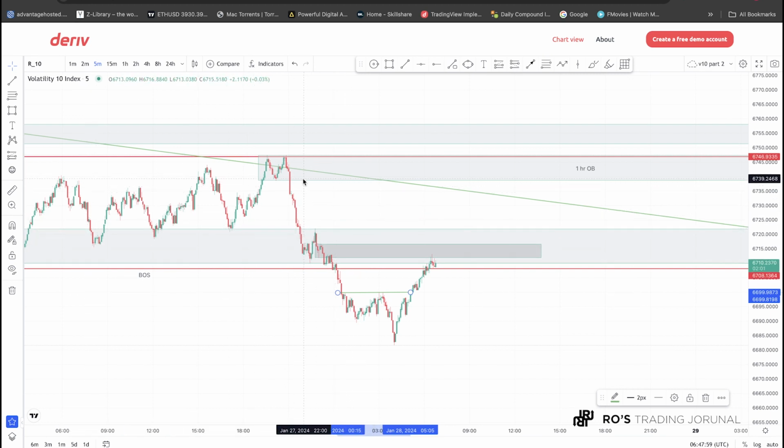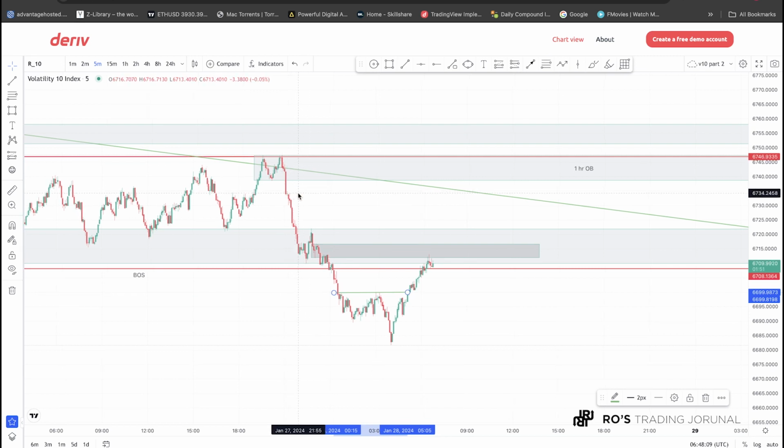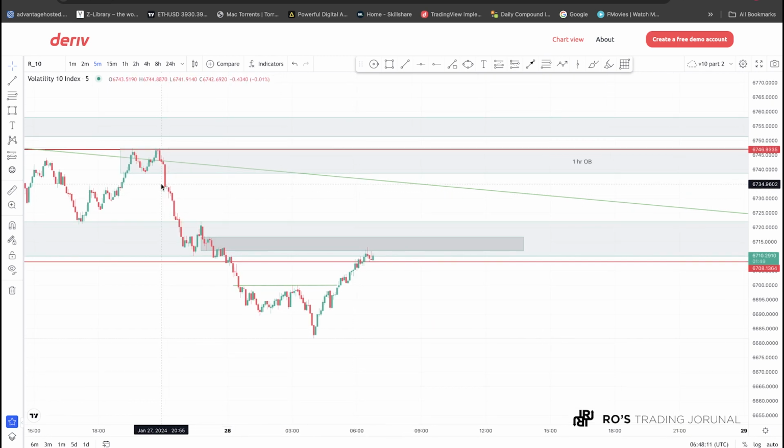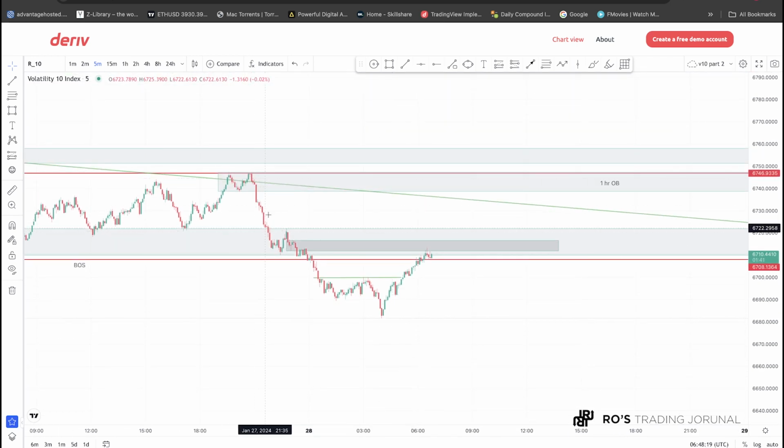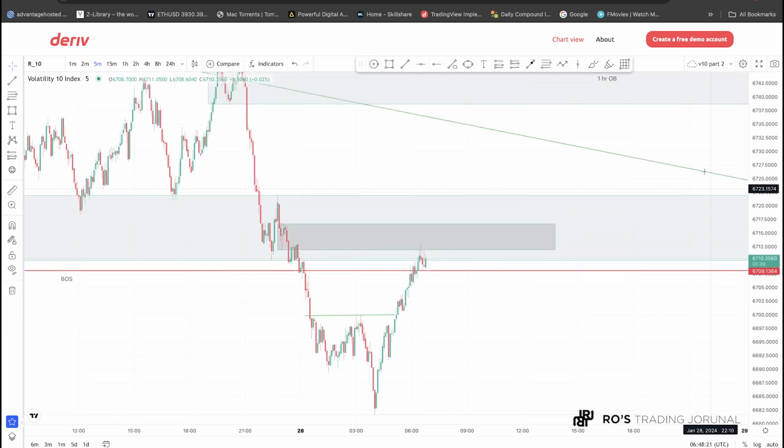We know that there is a 1 hour order block here. There's a fair value gap here. Look at that. Look at this little plus. This might be an area of interest as well. I'm expecting these to be filled, to be honest.